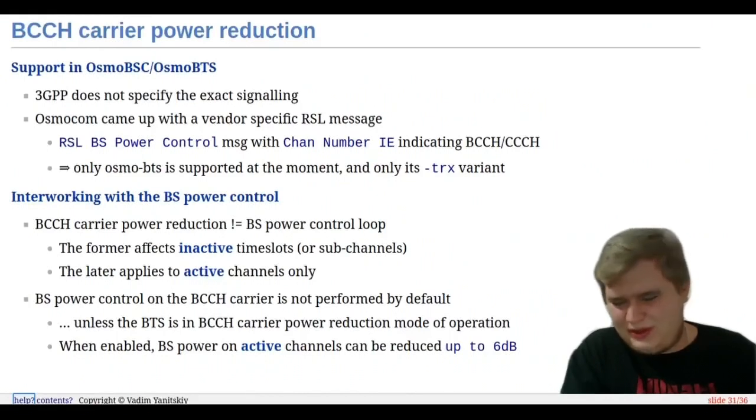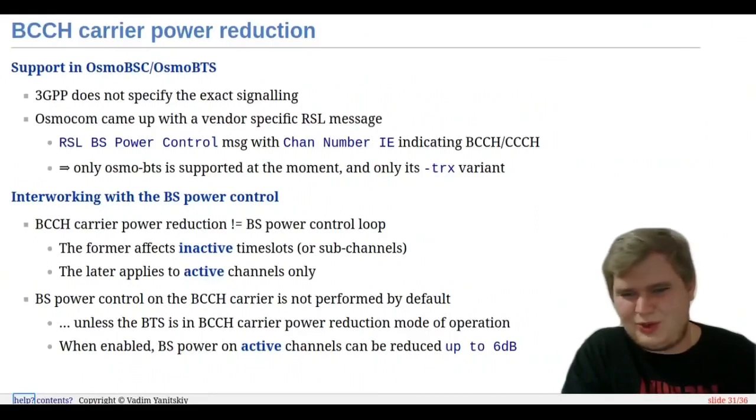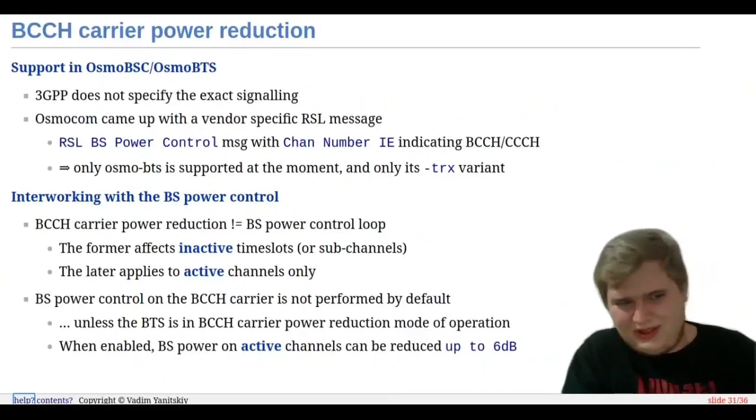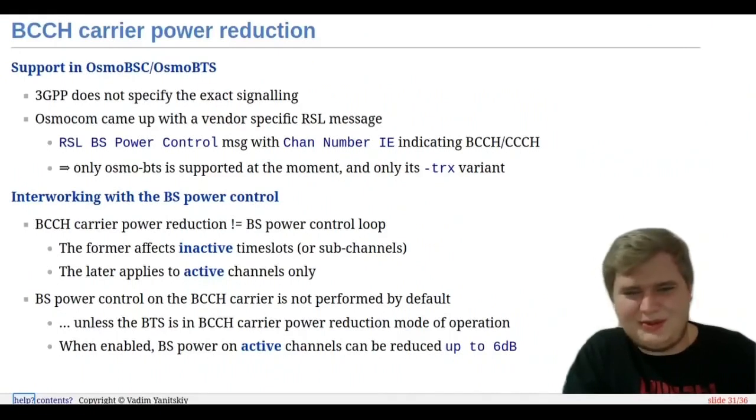Osmocom came up with a vendor-specific extension to the RSL BS power control message. It's basically a pretty standard RSL BS power control message, but with the channel number information element indicating BCCH. That's a beautiful hack. At the moment, only OsmoBTS supports this hack, and specifically the OsmoBTS TRX variant. I don't know if it's even possible to regulate downlink power on the DSP-based models.